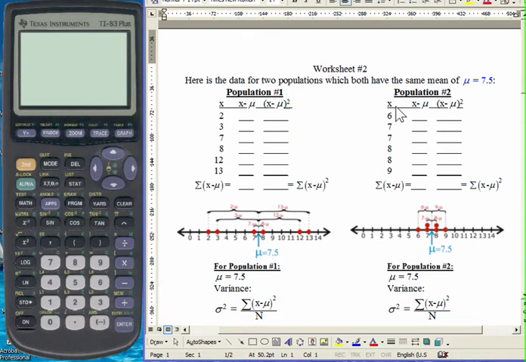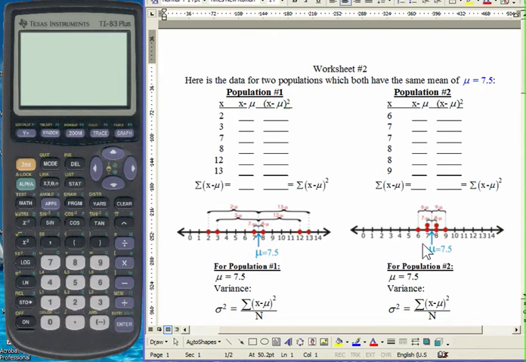Now, to calculate the mean for each population, simply add up your data values and divide by how many you have, 6 in each case. And if you were to do that, you'd find that they both have the same population mean of 7.5. So they have the same measure of the middle. But what about their spread? And by spread, I mean how spread out the data values are.